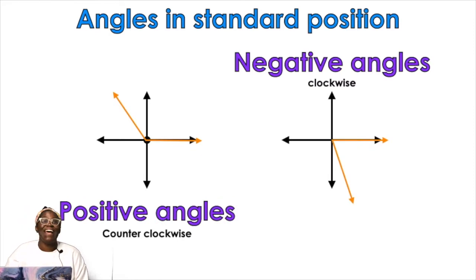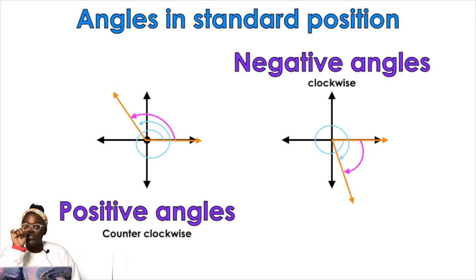Anyway, so positive angles in standard position are going to go counterclockwise, and negative angles in standard position are going to go clockwise. Okay, so I know you see the extra swirly. We're going to talk about the extra swirlies in a second.